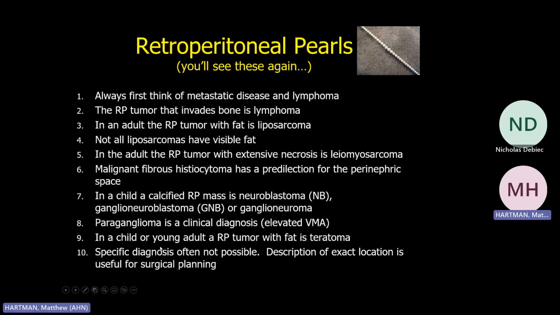And finally, keep this in mind. Often we're just trying to get a differential. Sometimes we cannot nail the diagnosis and come up with the exact diagnosis. Describing the location, describing the characteristics is useful for surgical planning. Again, tissue will be the issue.